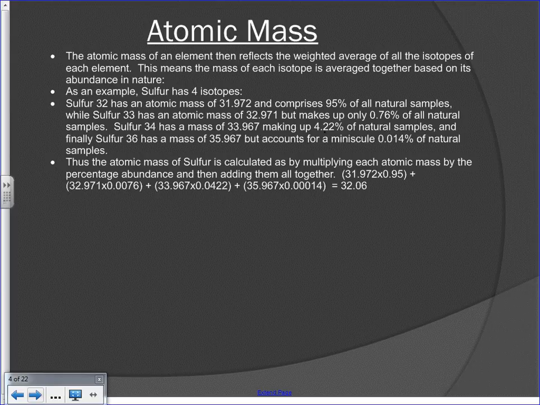Then multiply sulfur 36 by 0.000014, and then add all those numbers together. That'll give me the weighted average, and that's the number that'll be on the periodic table. It's not something you're going to be asked to do, but if you're ever wondering why the numbers on your periodic table have fewer decimal places than the ones on the one at the front, it's because that one takes into account all those other isotopes. Yours shows less accuracy.